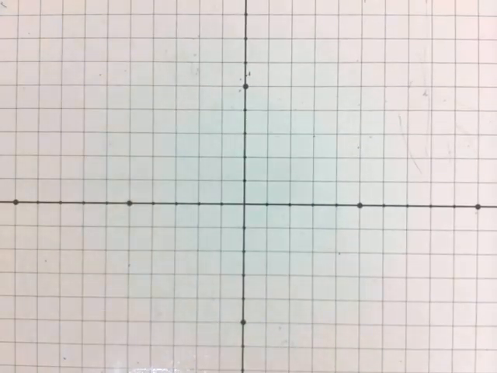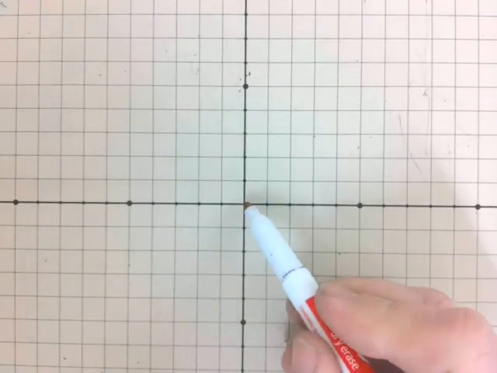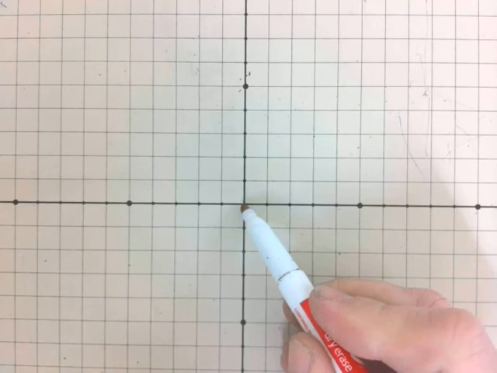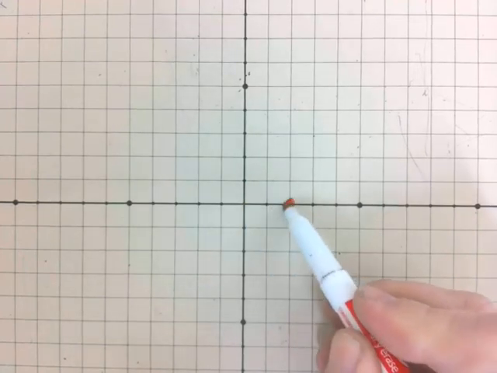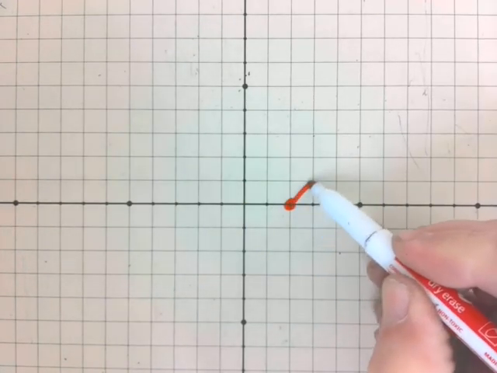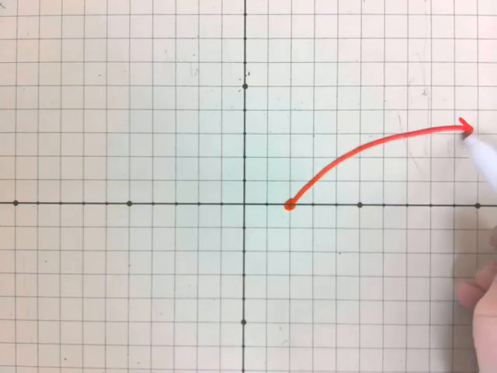So here's our graph. I know that the parent function starts here with an important point at (0, 0), but we need to move it over to the right 2 units, and then you need to have a square root shape which looks something kind of like that.